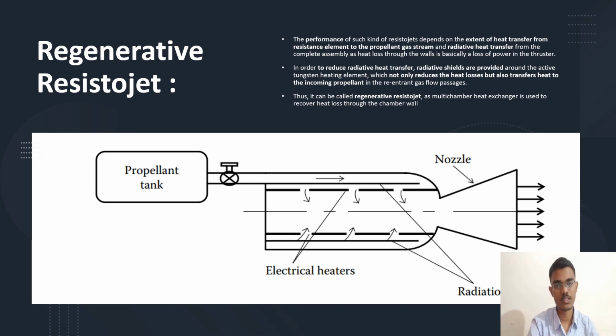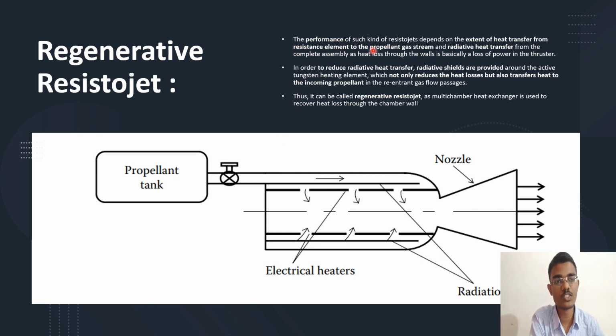So next, regenerative resistojets. What is this concept? As we discussed the types of the resistor, there are some heat losses that occur through the wall. From the wall, much of the electrically heated energy will be lost. So to avoid it, there are some insulations. Let us understand what these are.